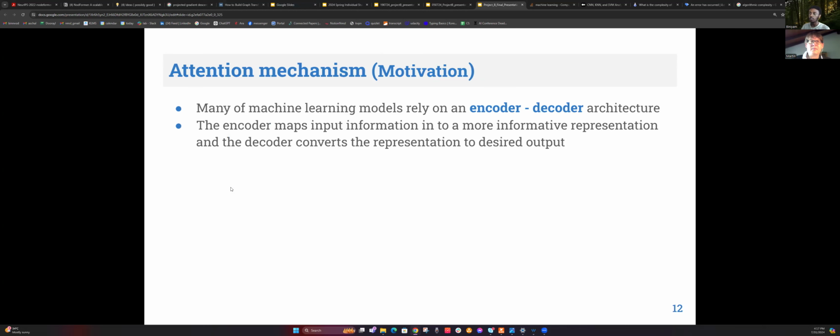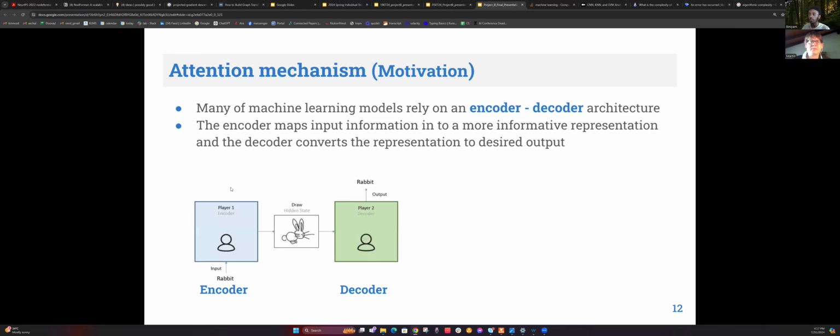And yeah, next we will try to follow a natural transition to the transformer architecture. So first we have to see the attention mechanism, and let me explain the motivation for this. Many machine learning models rely on encoder and decoder architectures. The encoder maps input information into a more informative representation or latent space, and the decoder converts the representation to the desired output, right? So we have an encoder. For example, we can think of it as a person expressing his idea using a drawing, and a second person understands it. So information is passed in a very efficient form.